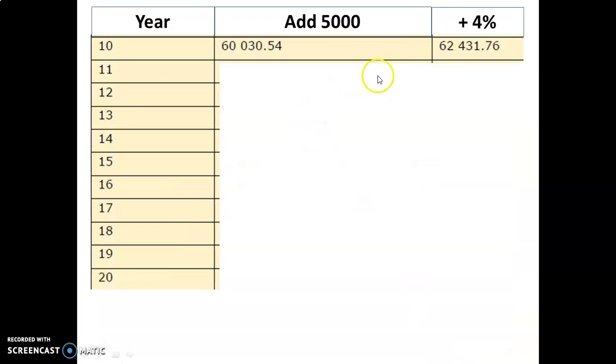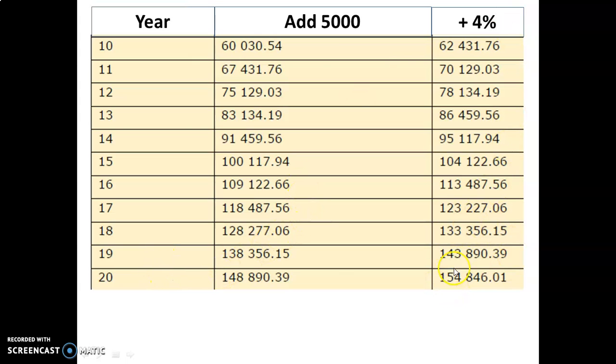I don't want you to work this out, but let's take a look all the way to 20 then, because he's going to retire in 20 years. So here's the total in 20 years. Pretty good. Not bad, not bad.